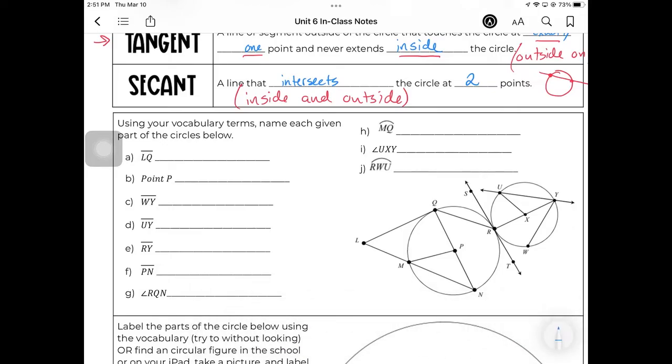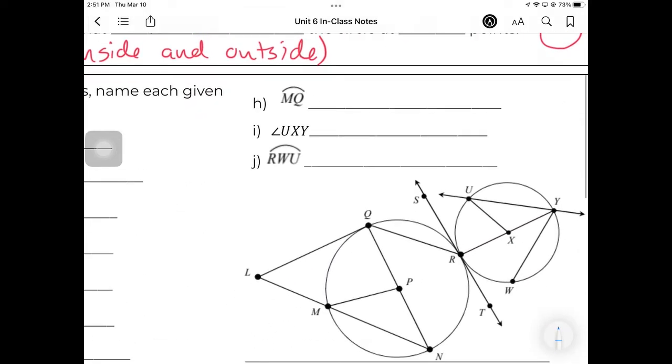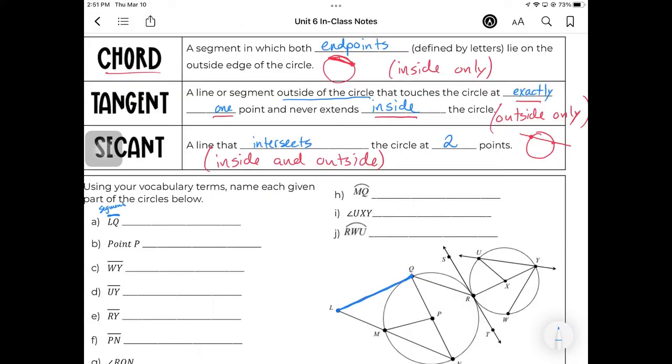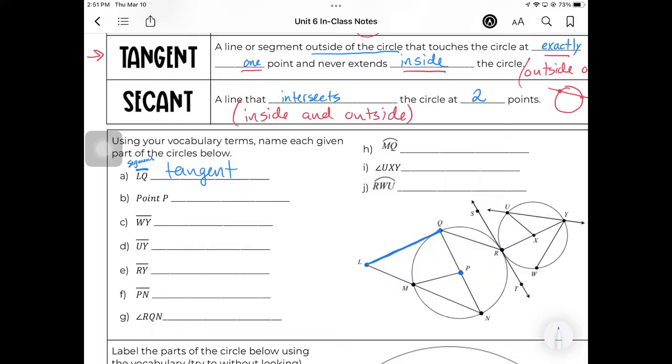First one, LQ. You'll notice this is segment LQ. This symbol means segment. So LQ down here starts at L, goes to Q. It exists only on the outside of this circle. It touches the circle at point Q, but that's the only one place it touches. Well, since it's a segment outside of our circle that touches at exactly one point, this is a tangent. Okay? Point P. Point P is at the very middle of this circle. That makes it the center of that circle.